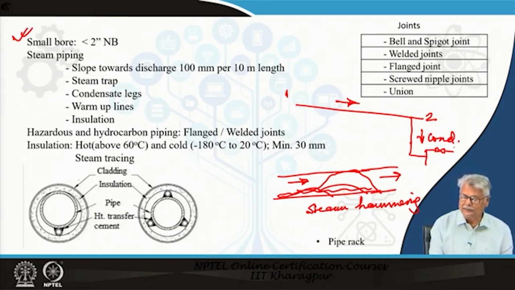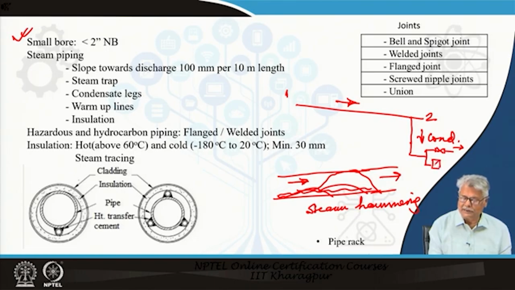If I open this, the condensate would come out. I keep it open as long as the condensate comes out. Then when I find that my condensate has totally been drained, I shut it back again. That means, I can drain the condensate by opening this valve manually. The other option is what? I can always have a steam trap.